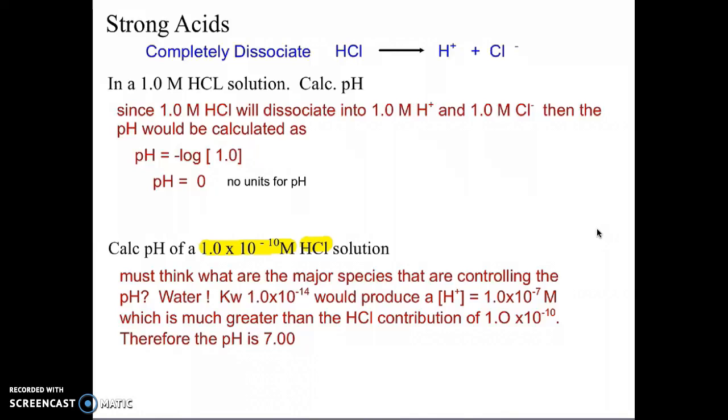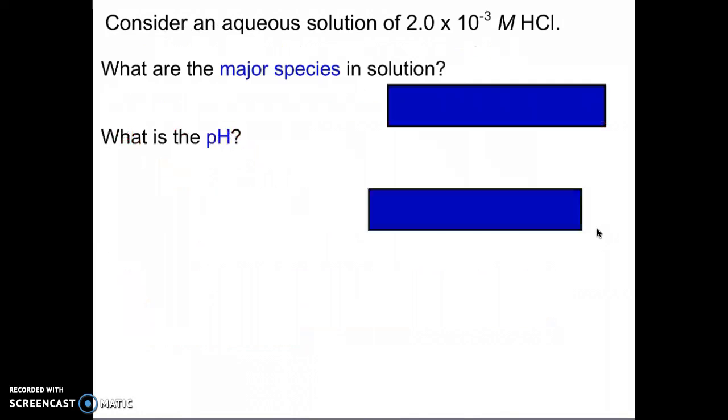All right, how about you guys try? Let's take a moment and consider a solution that is 2.0 times 10 to the negative 3 molar hydrochloric acid. All right, you should be thinking, what are the major species in solution? Write them down now.